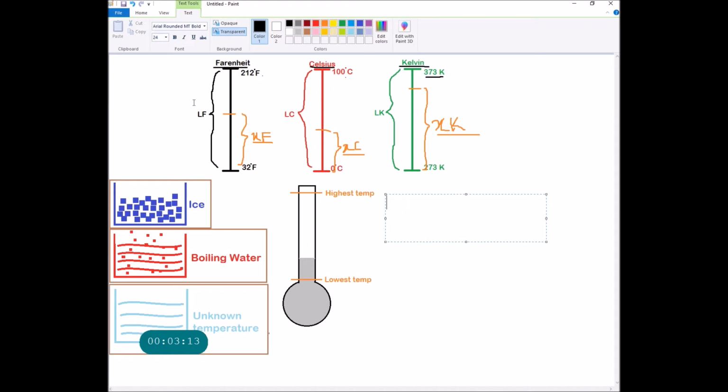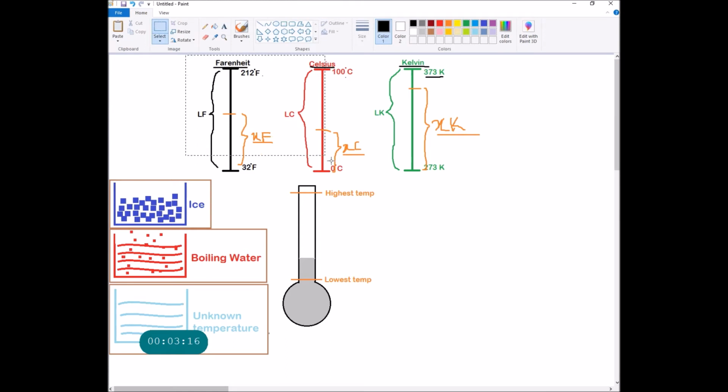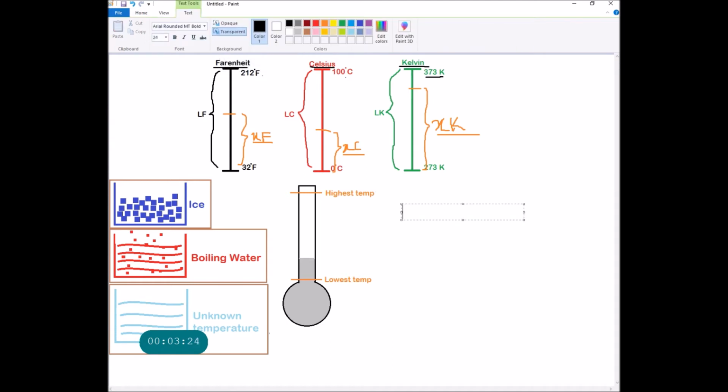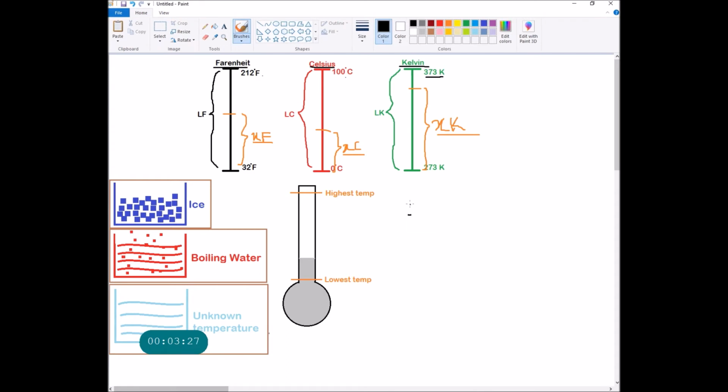Let's take the Fahrenheit and the Celsius scales. When we take these two scales, we find that LF by XF is equal to LC by XC. Now as I told you, LF is the difference between the highest and the lowest temperature, so let's write it.